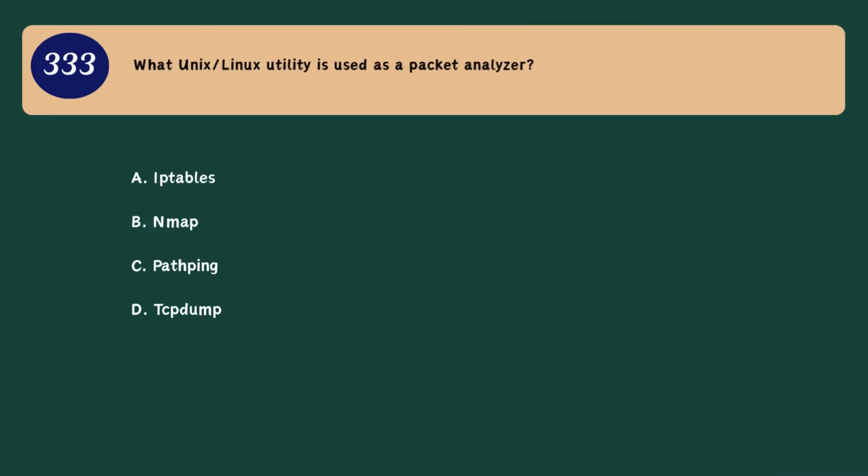Question 333. What Unix/Linux utility is used as a packet analyzer? A. Iptables. B. Nmap. C. Pathping. D. tcpdump.